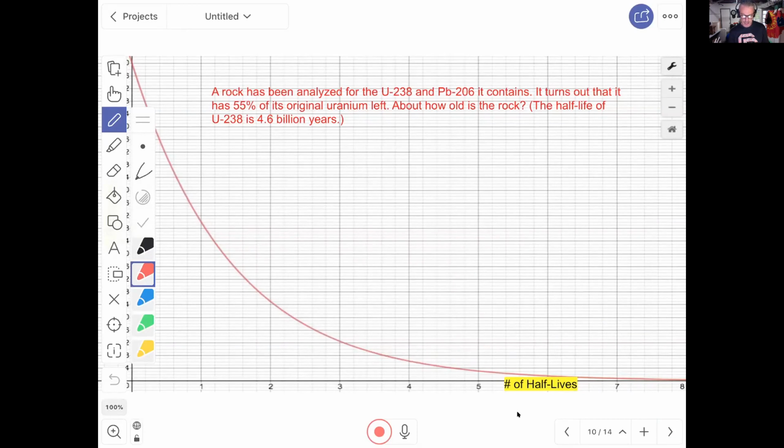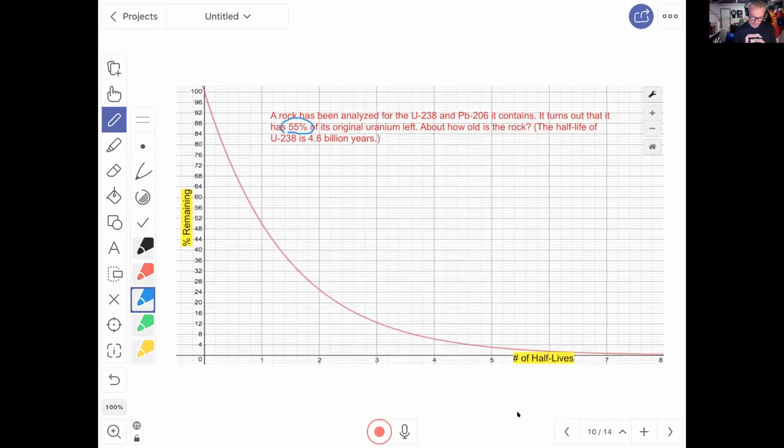All right, let's try a problem, okay? Let's try this one together and see if you can follow along. So a rock has been analyzed and it's found to contain 55% of its original uranium. Well, where is 55%?